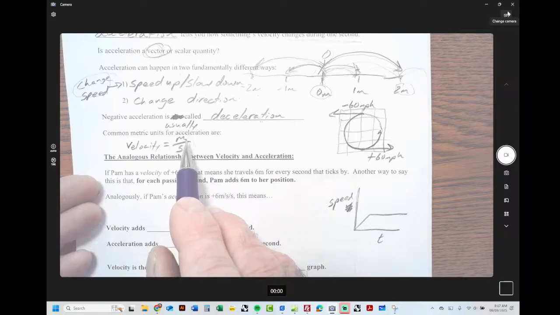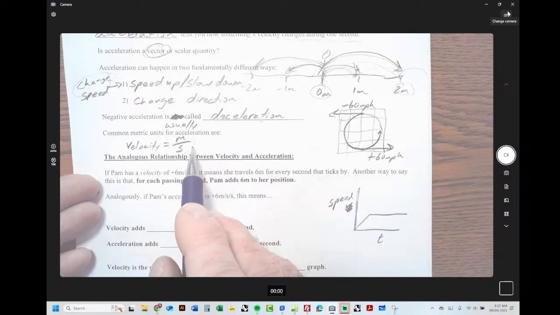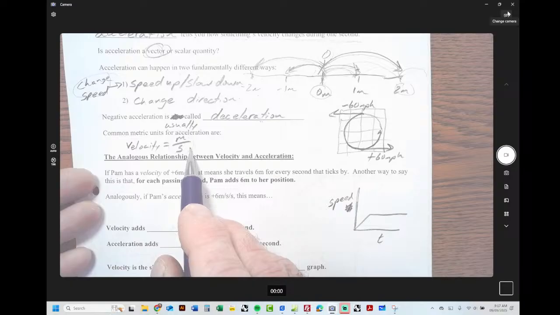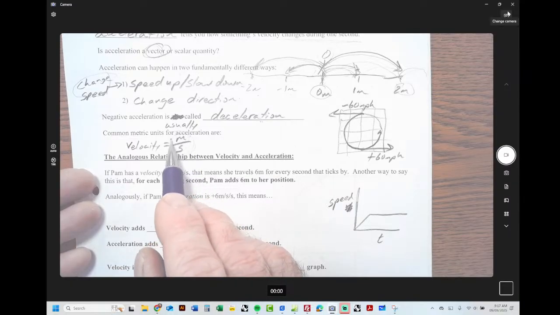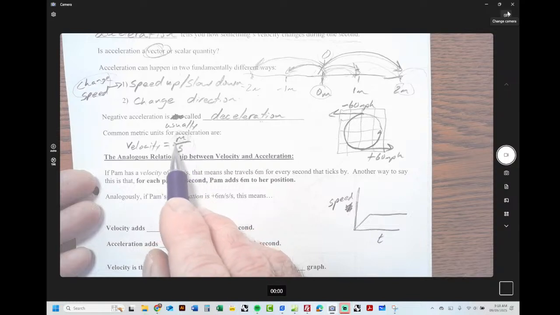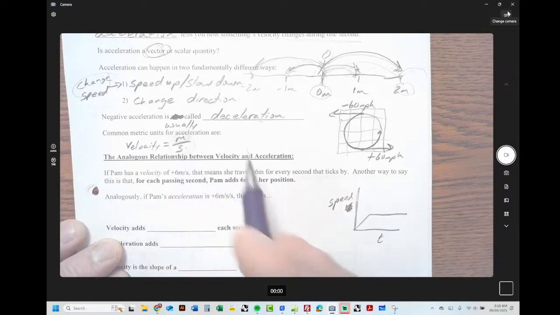Does anybody shoot Nerf darts or airsoft guns? Does anybody know what unit they usually use? Feet per second. Feet over seconds. If you're in Canada, what do you use then? Kilometers per hour. So it's always telling you how far and how fast, and which direction, and then a time down here. So this is distance over time, basically.